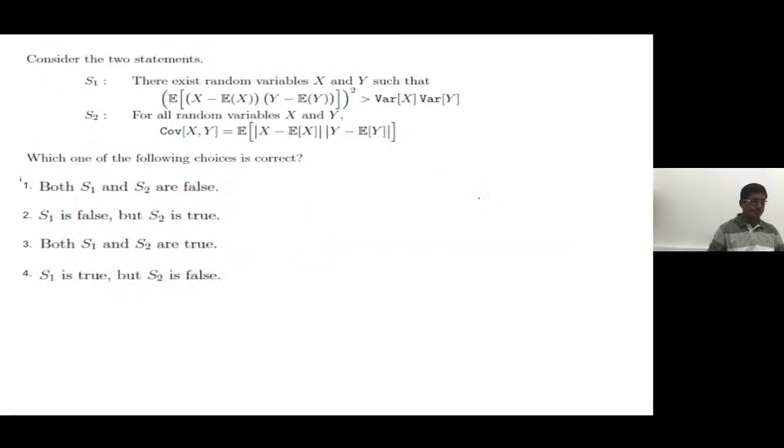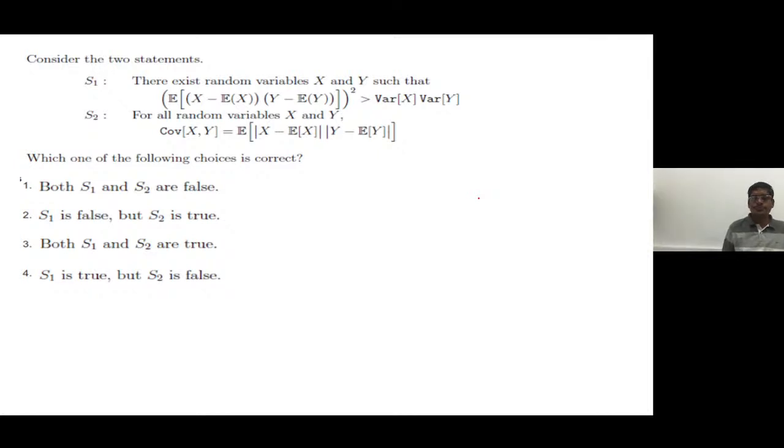Now the next question is on probability and statistics: covariance, expectation, variance, random variables, followed by correlation analysis, etc. This is also a computer science stream question. Consider the two statements. S1: there exist random variables x and y such that E[(x minus E[x]) multiplied by (y minus E[y])] whole square is greater than variance of x into variance of y. Statement 2: for all random variables x and y, covariance of x comma y is equal to expected value of (x minus expectation of x) multiplied with (y minus expectation of y).